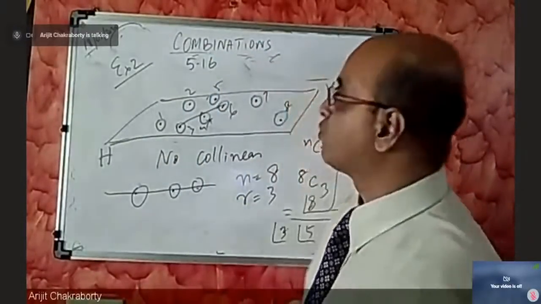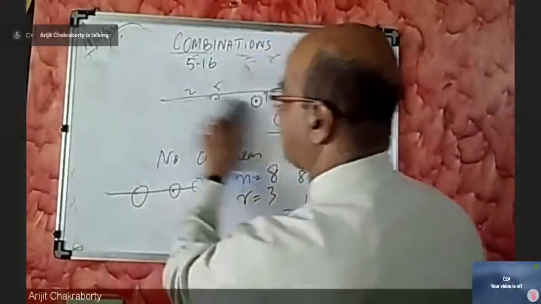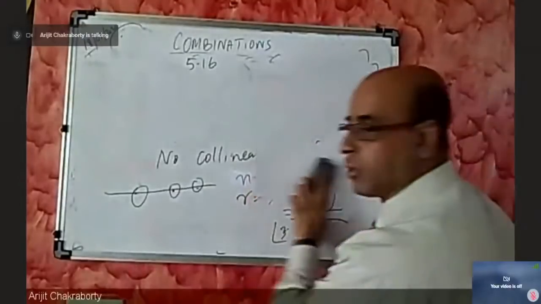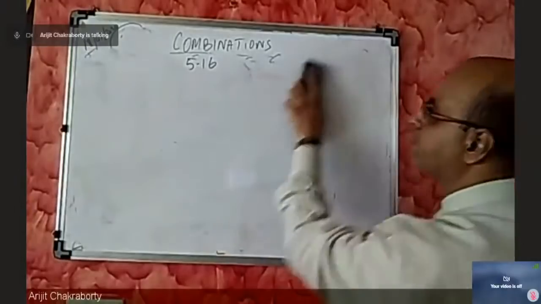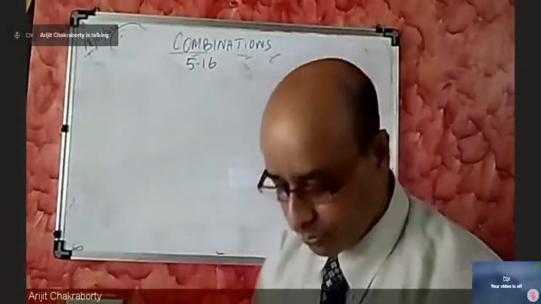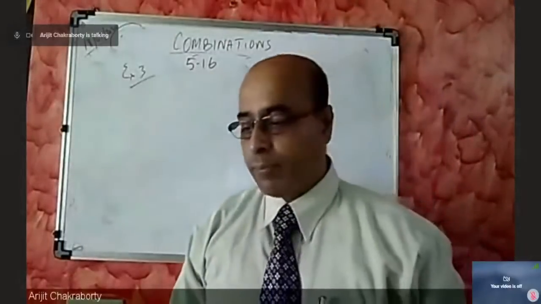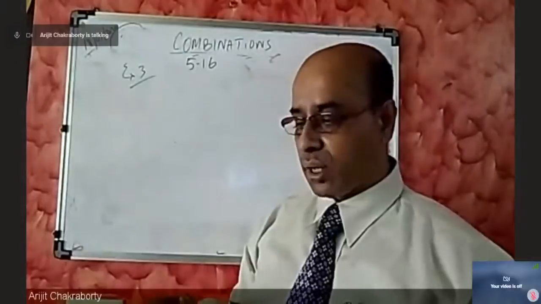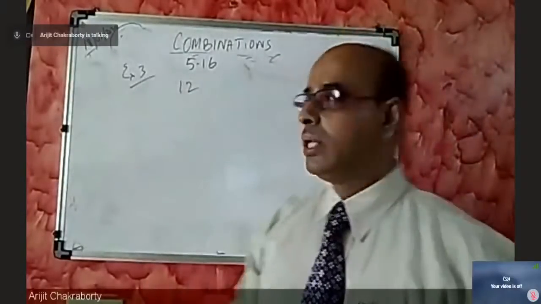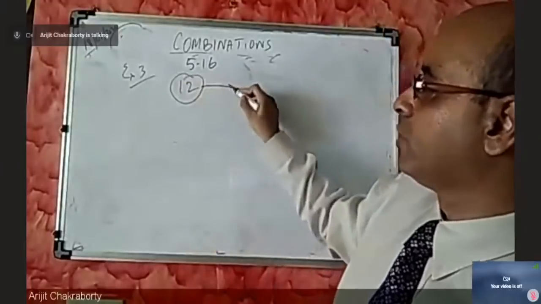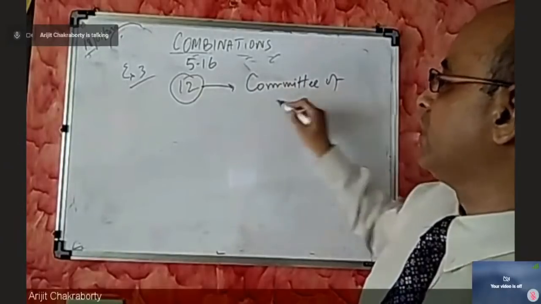Example 3, page 5.16. This is example 2. Now we go to example 3. Okay, please see the problem. Example 3, page 5.16. Example number 3. A committee is to be formed out of 3 persons out of 12. 12 people are there. Out of 12, you have to create a committee of 3 persons.